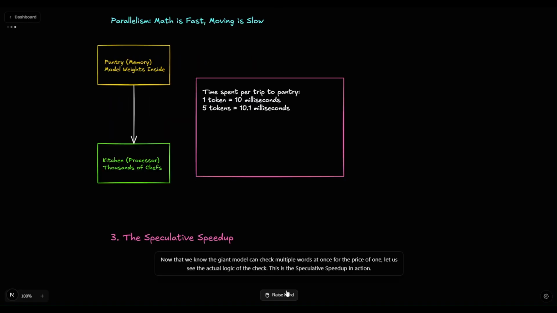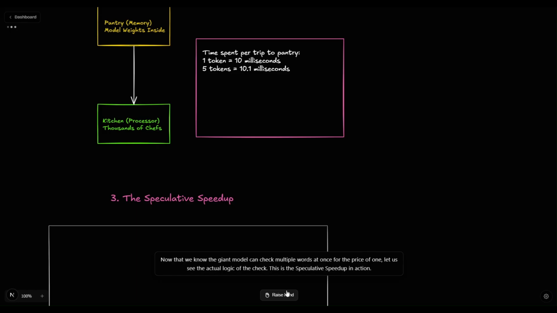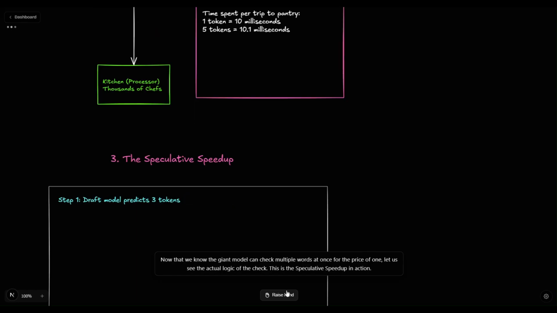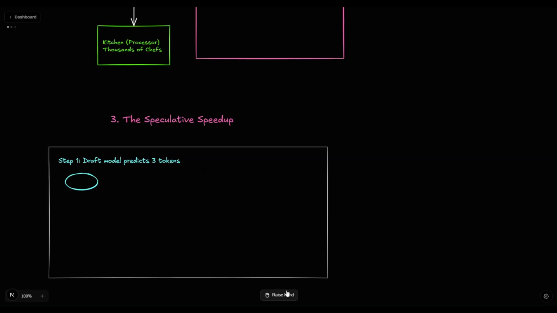Now that we know the giant model can check multiple words at once for the price of one, let us see the actual logic of the check. This is the speculative speedup in action.